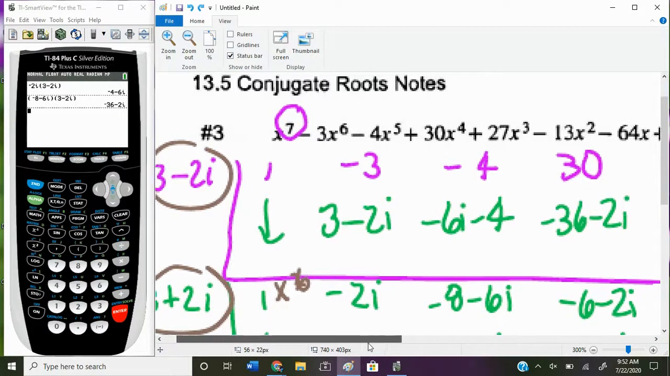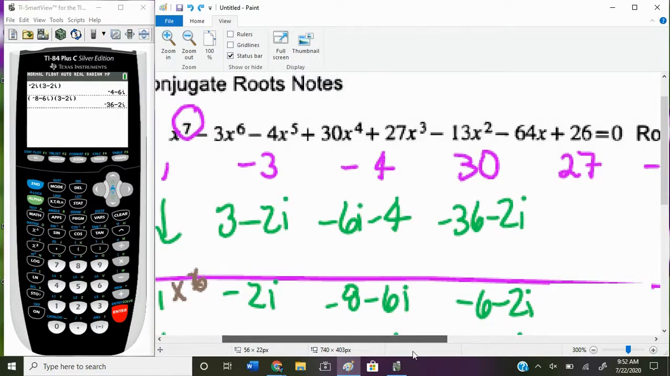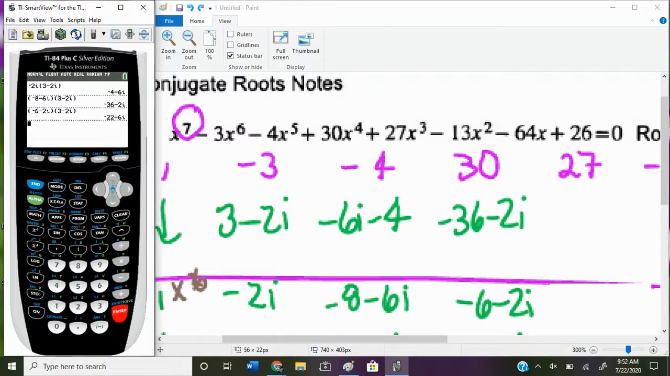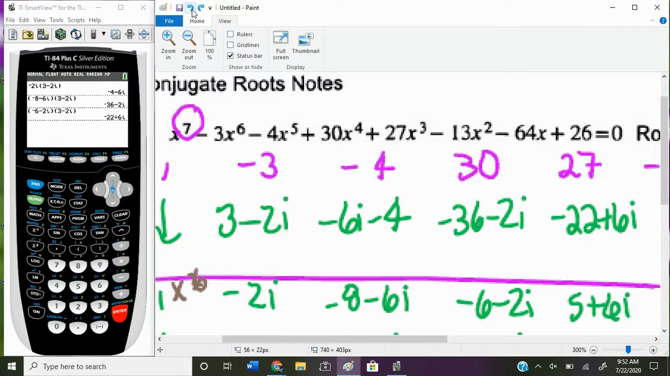All right, and I can keep going with this. So I need to distribute negative 6 minus 2i times 3 minus 2i. And that gives me negative 22 plus 6i. All right, if I add together, I get 5 plus 6i. And then I need to continue to multiply. So 5 plus 6i times the quantity 3 minus 2i.